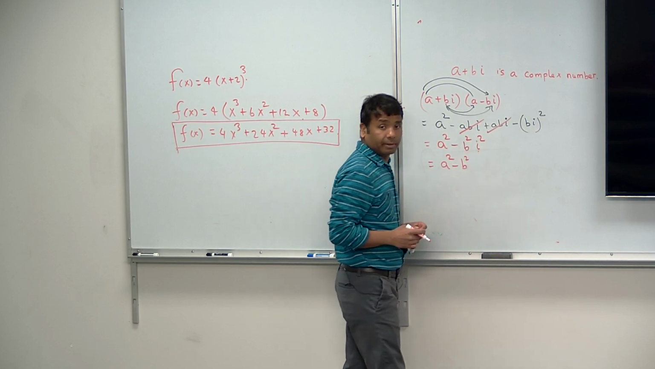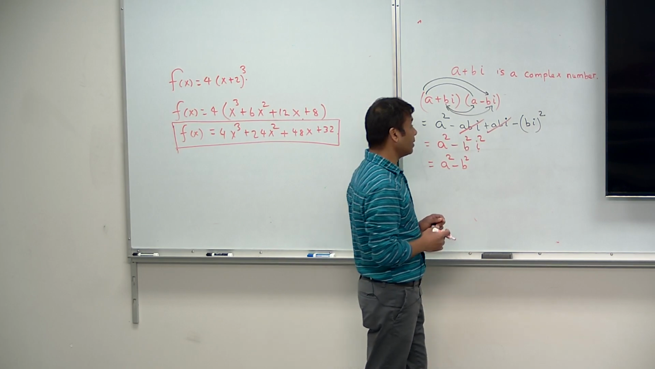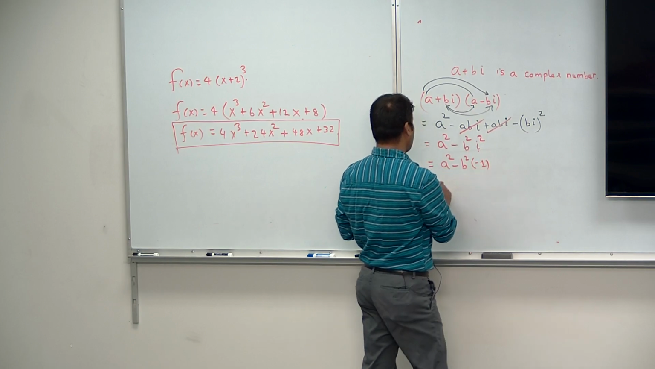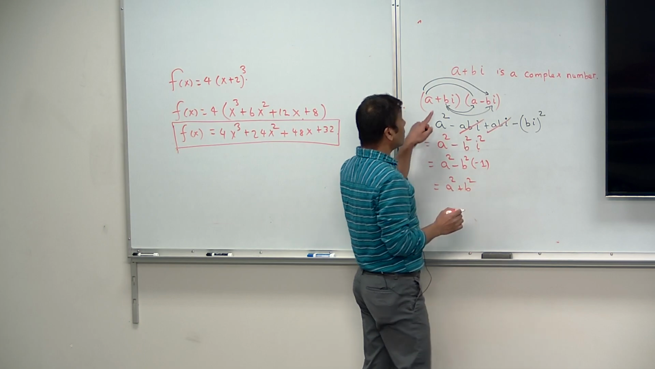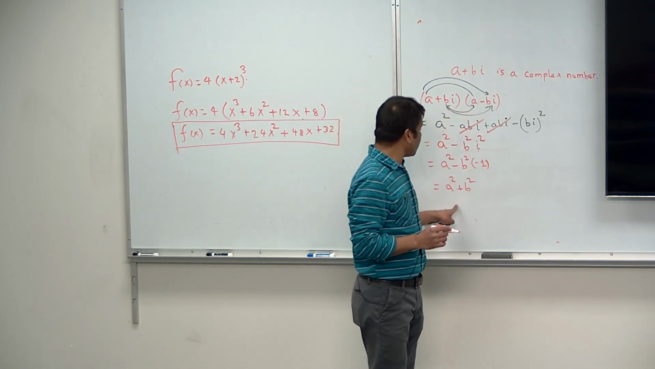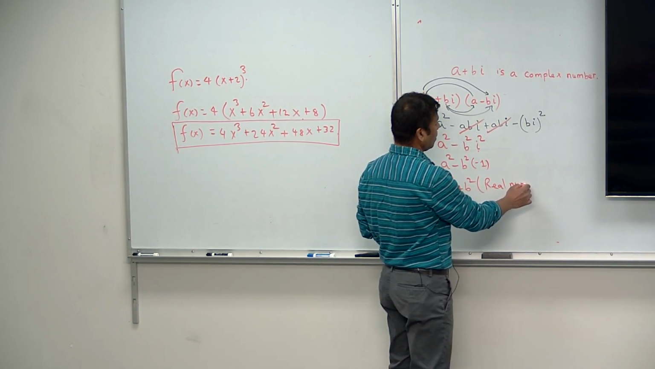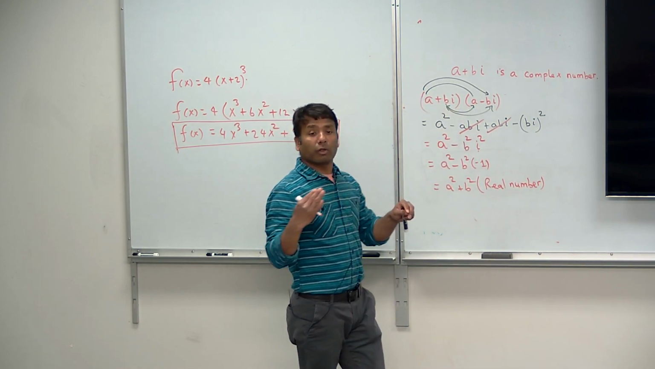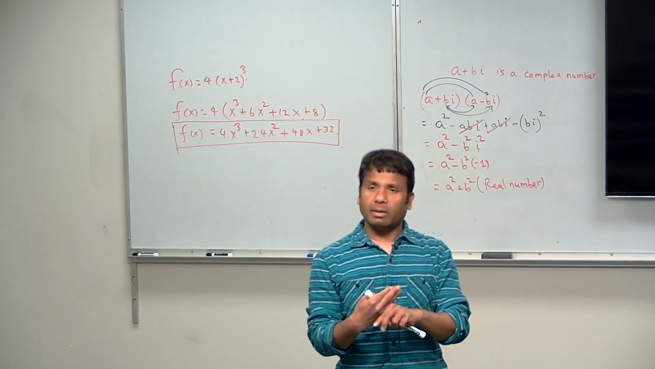What is the value of i squared? Yeah, i is an imaginary number, so i squared is negative 1. And now it's going to be a squared plus b squared. Now look here. These two are complex numbers, right? The product of these two complex numbers is a real number. So that means these two are complex conjugates to each other.